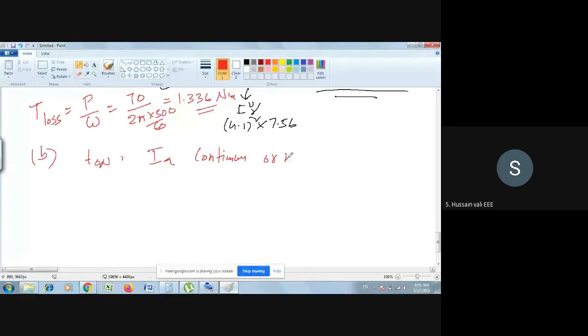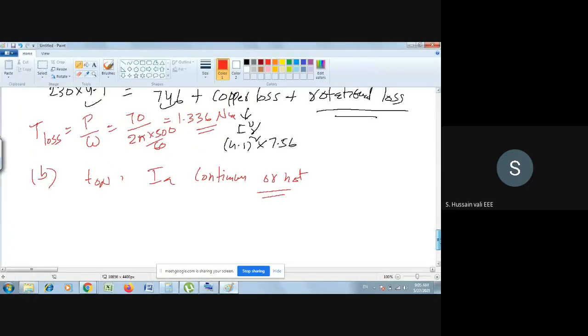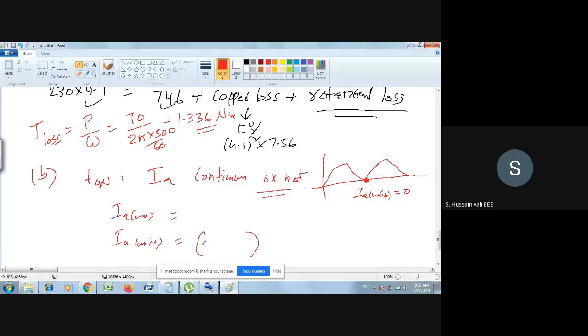Continuous or not? How to find out whether it is continuous or not? You have an equation for IA maximum. In the last class problem, we found IA maximum and IA minimum. Please use those equations. For continuous conduction, you see now, this is continuous conduction. So in the continuous conduction, the boundary IA minimum is this. IA minimum is equal to 0 at the boundary. So we have the IA minimum equation, we substitute that equal to 0.